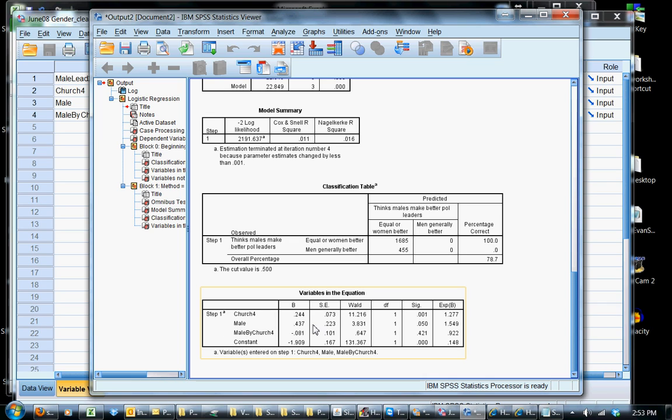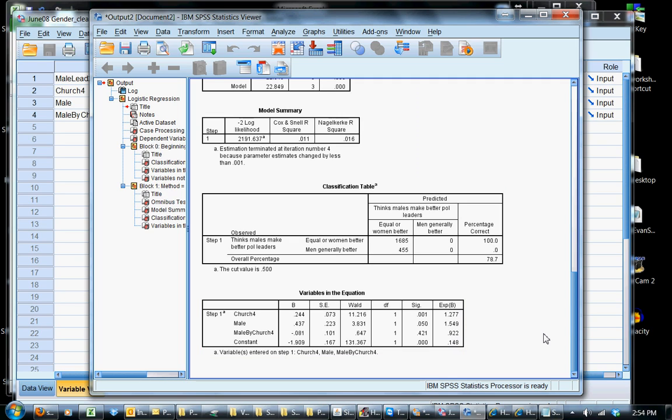being male has an impact. Going to church has an impact on whether or not you're likely to think that males make better political leaders. They both positively impact that, which is to say they both make it more likely that you'll say that men make better political leaders. But being male and going to church with ever more frequency doesn't dramatically increase or decrease what we already know from the other two variables.